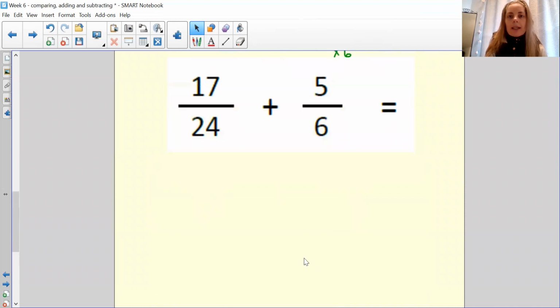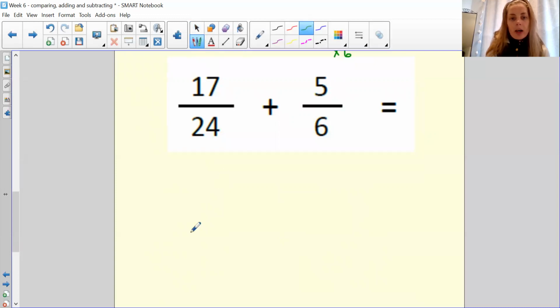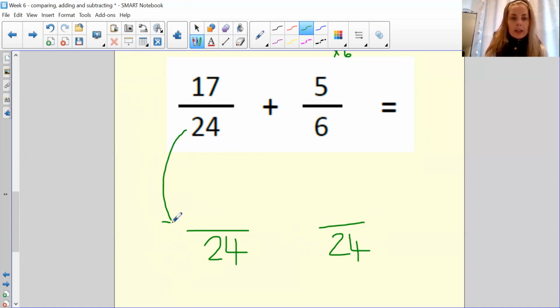Right, step number 1, I need to make the bottom numbers the same. They need to be the same. I can't work with different denominators. So I look at the biggest number, which is 24, and I say, can 6 go into 24? Yes, it can. So my bottom number is going to be 24. Right. What did I do to 24 to get 24? I didn't do anything. Okay, if you really want to be technical, you could say you times it by 1. And so 17 times 1 is going to be 17.